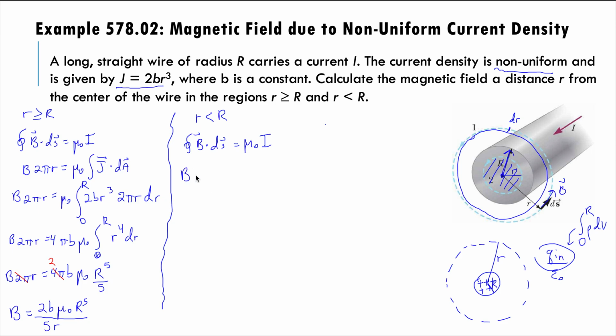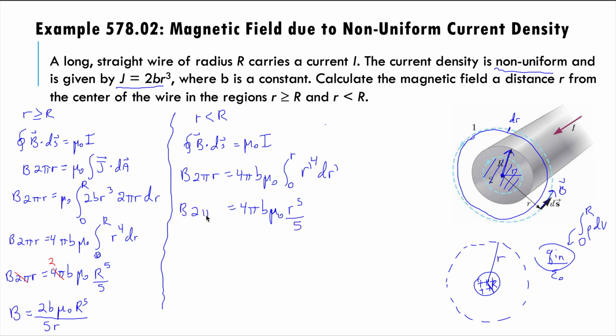It's going to be B 2 pi r equals, actually I can skip to this step here. It's going to be 4 pi b mu naught. The integral is going to go from 0 to little r instead of 0 to capital R. And since we don't like these r's to be the same, we can just put a prime here. And now this is going to give us r to the fifth over 5. So we have 4 pi b mu naught little r to the fifth over 5.